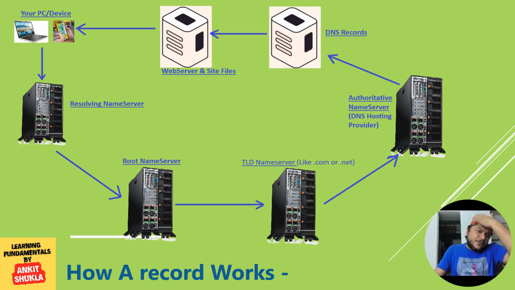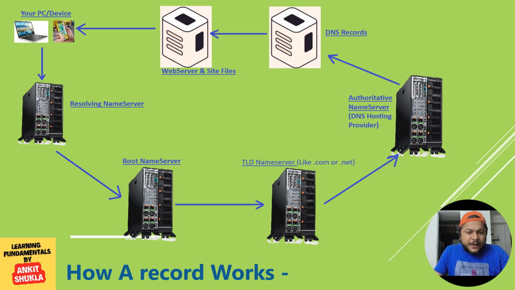Then another advantage with an A record is that it has a one-to-many relationship, one to multiple. A single domain can have multiple A records, each pointing to a different IP address. This is often done for load balancing, where traffic is distributed across several servers, and for redundancy, ensuring that if one server goes down, others can handle the traffic.